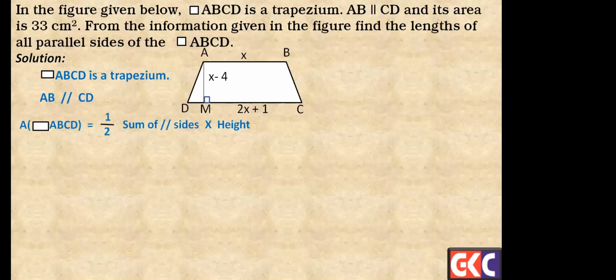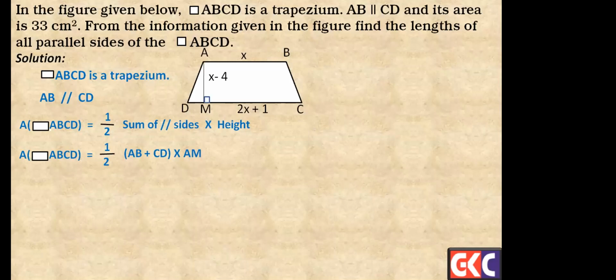Sum of parallel sides मतलब किसका sum? AB and CD का. So yes, it is going to be half of AB plus CD, and that into height. Height कौन है अभी? AM. Okay, so yes, area of quadrilateral ABCD is half into AB plus CD into AM. Is that thing clear? समझ में आया है?